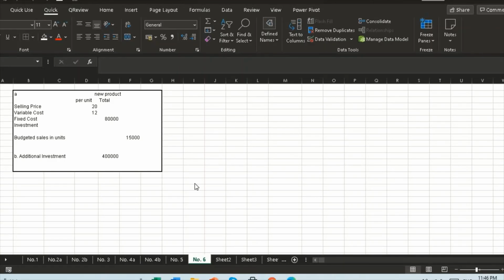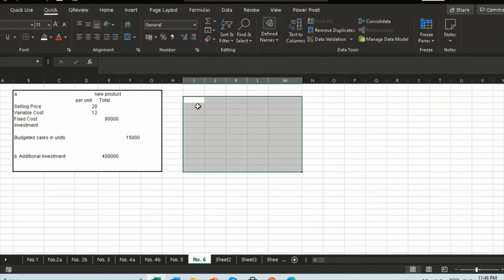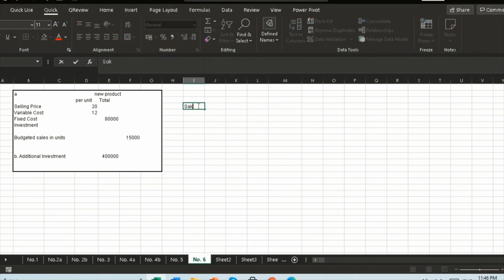To get the maximum investment to be allocated to this project, we must first compute for its net operating income. To compute for the net operating income, we will compute for the sales, and from the sales we will deduct the variable cost to arrive at the contribution margin. And from the contribution margin, we will deduct the fixed costs.